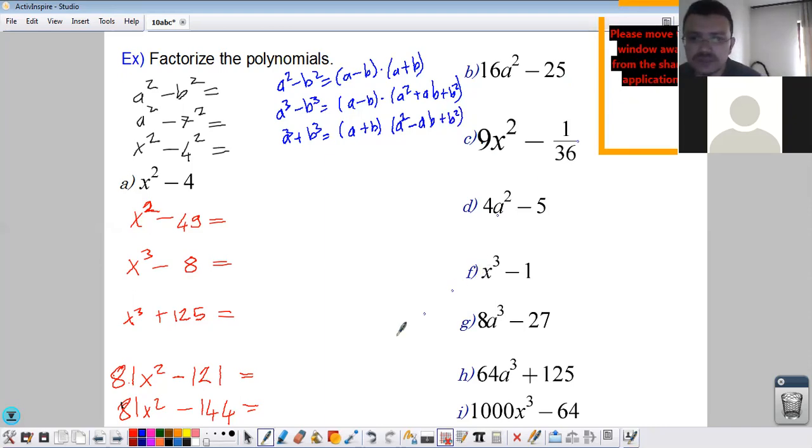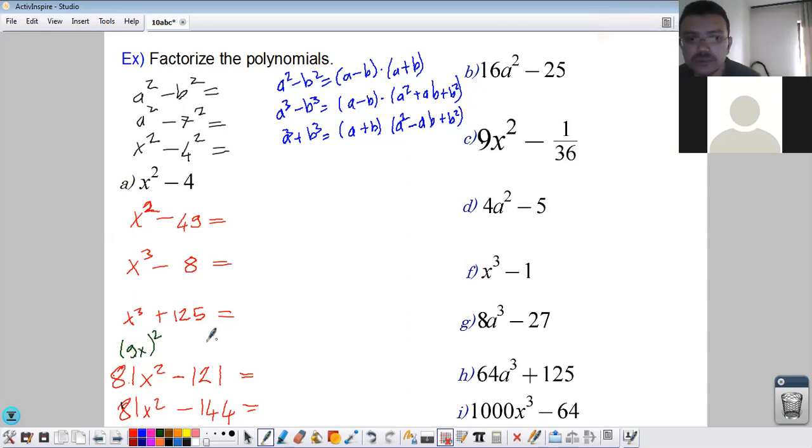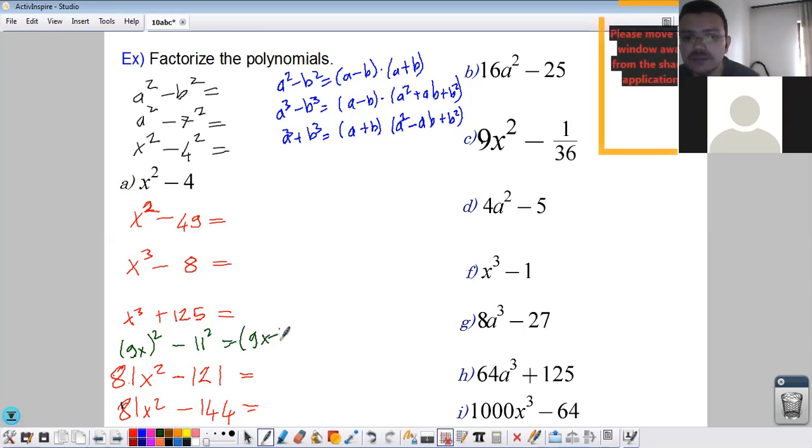Let's do 2 examples in here and finish this case. For example, these 2 questions are the same thing. Like the first term can be written as square of something. 81 is square of 9 and x, all in power 2, and 121 is square of 11. So this is the case a squared minus b squared. You just do a minus b times a plus b.